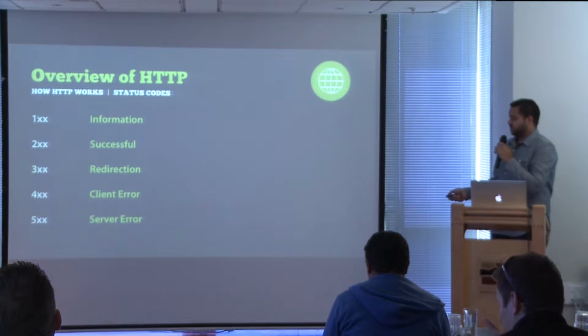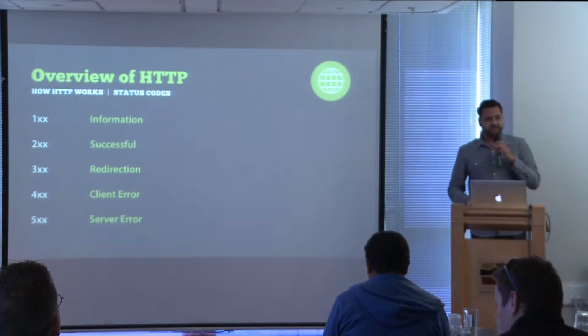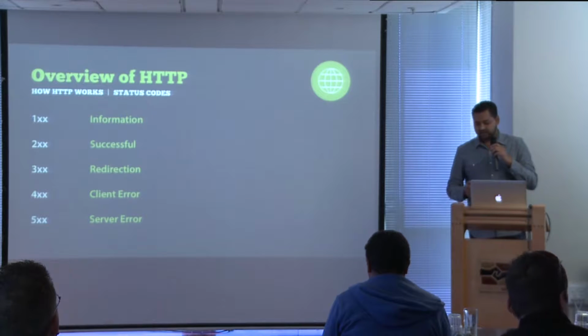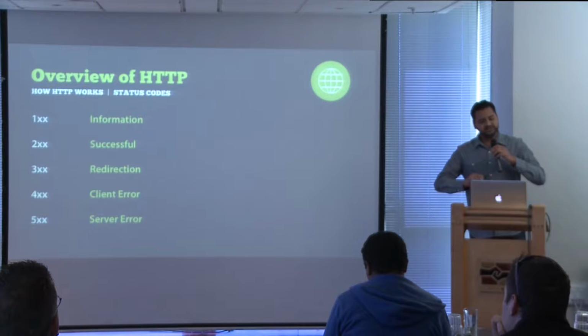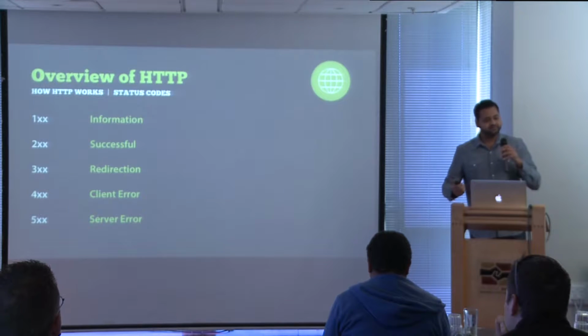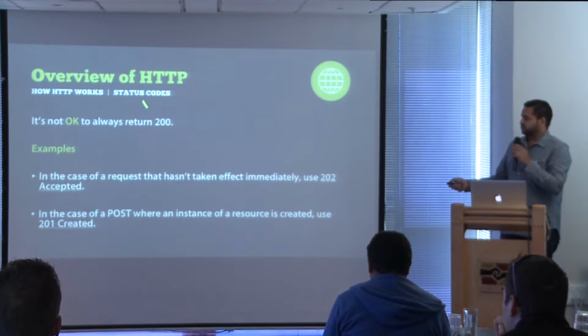400s means there was a client error, so that means the request that you were sending to the server was problematic. There was a problem with that request. And lastly, 500s means the request was fine, the client sent a valid request, but the server failed to process that for some reason.